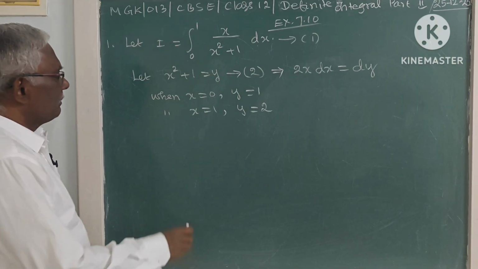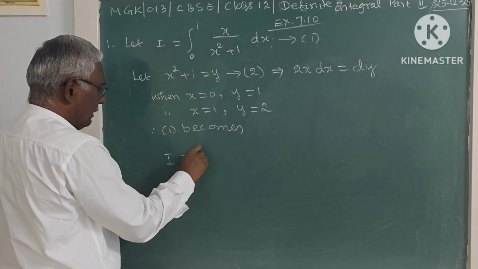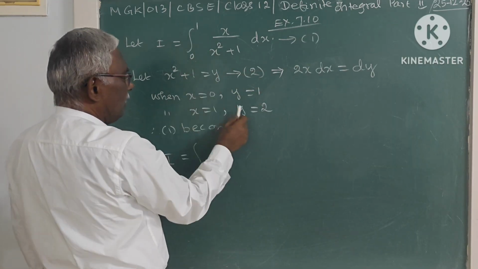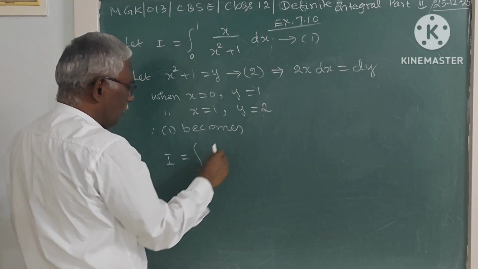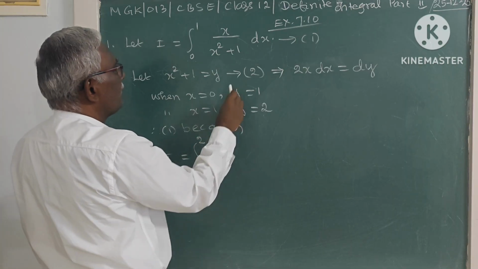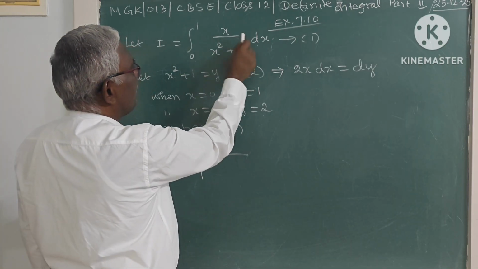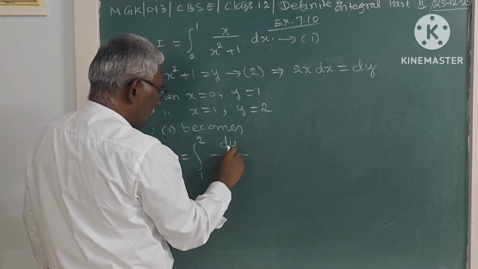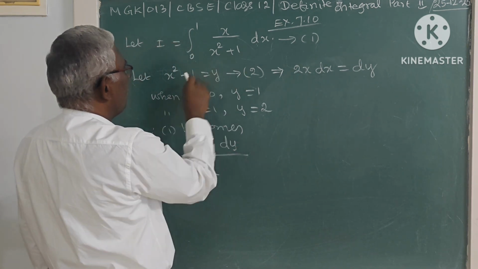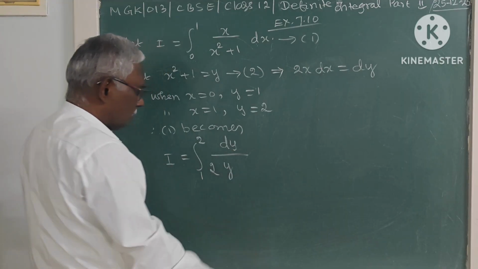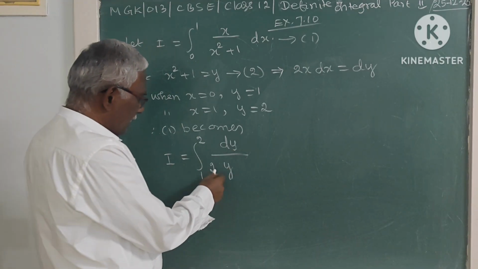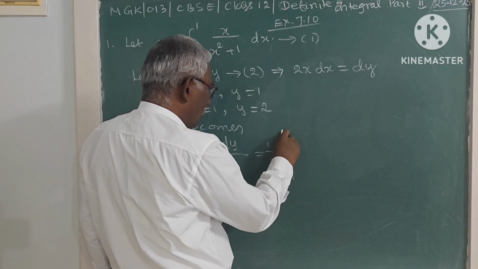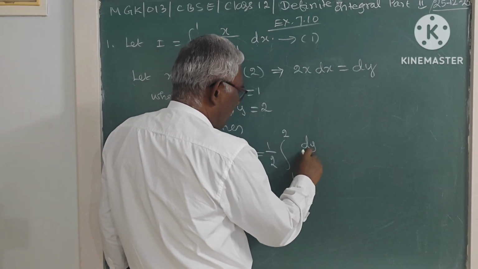Therefore, the integral becomes equal to integral, x varies from 0 to 1, y varies from 1 to 2. So, 1 to 2, x dx. X dx is dy by 2 and x square plus 1 is y. So we'll take 2 outside the integral: 1 by 2 times integral 1 to 2 dy by y.